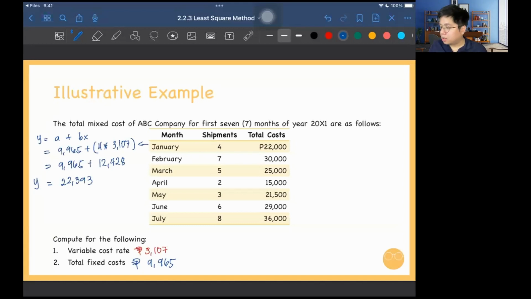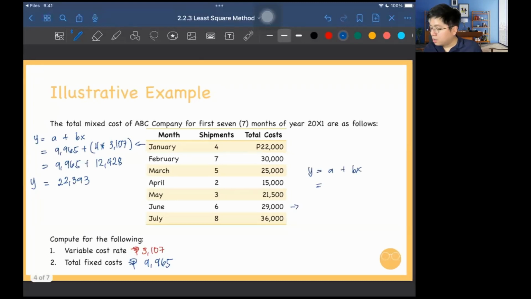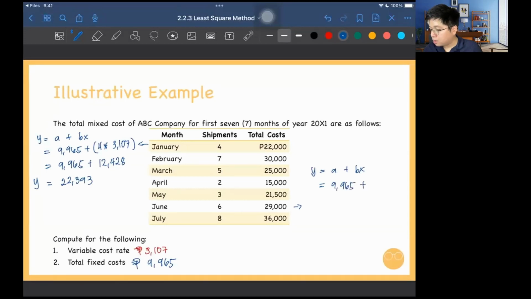Then let's try one more data point. Let's try June. So y is equal to a plus bx. The value of a here is 9,965 plus 6 multiplied by 3,107. Our total variable cost here is 6 multiplied by 3,107, 18,642. Then let's add it up with the total fixed cost of 9,965. That is equal to 28,607, or approximately 29,000 pesos. So basically, we can now have confidence that we have computed accurately the value of the variable cost rate and the total fixed cost.